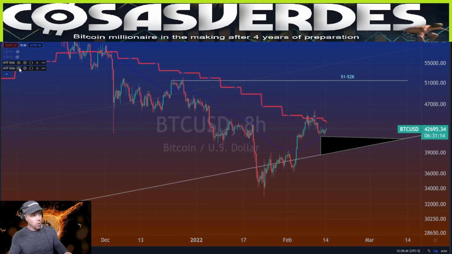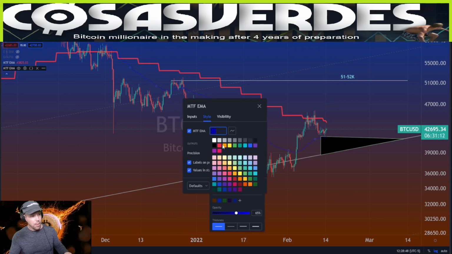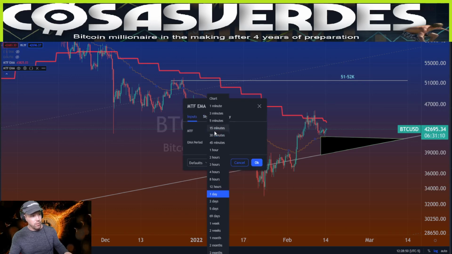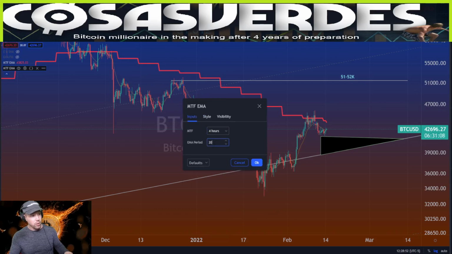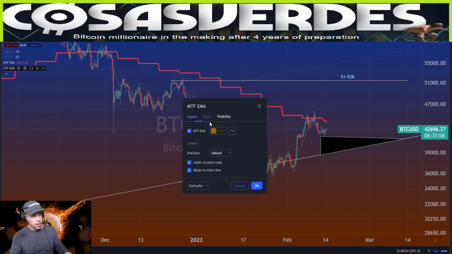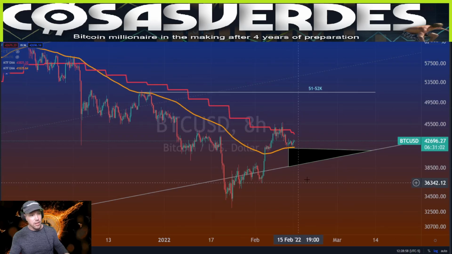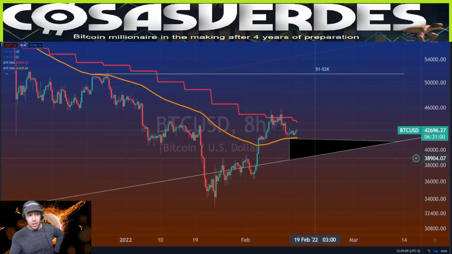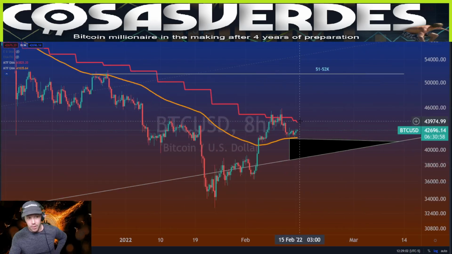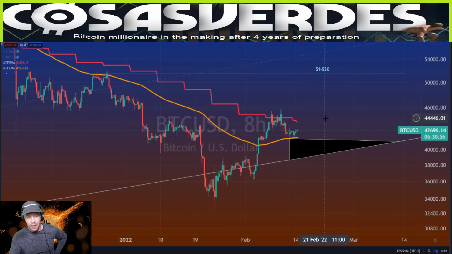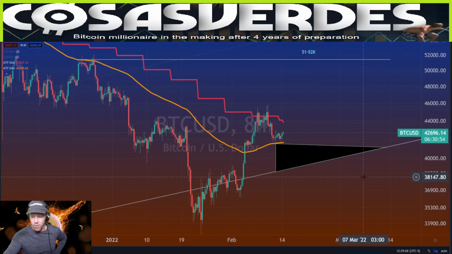And then the 4 hour is orange. I need to put 4 hour 200. And I'm going to make that thicker. And again, these are the two lines you really want to be paying attention to because price is going to play between them. And that's how you're going to be nimble on your feet for all of this week.